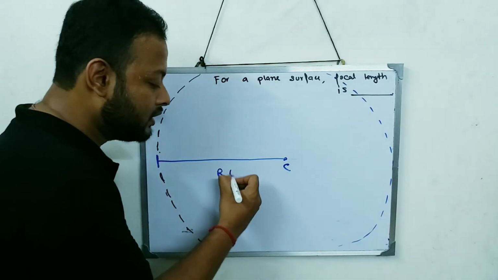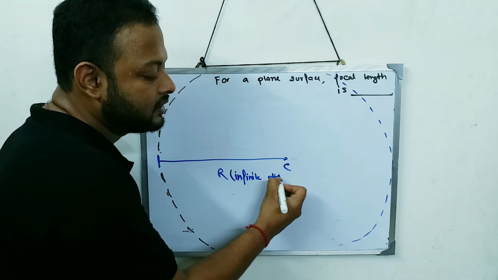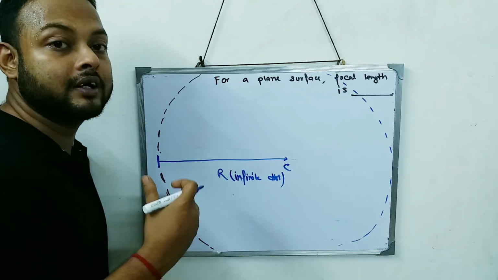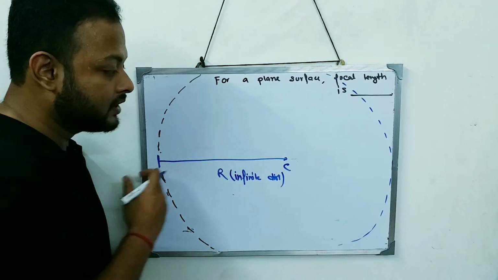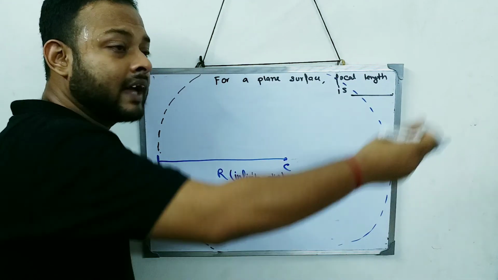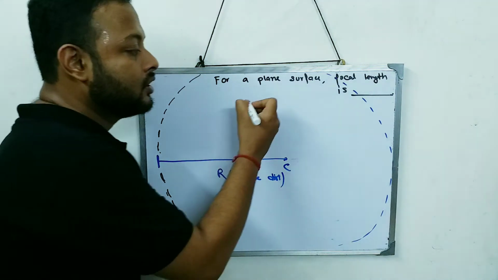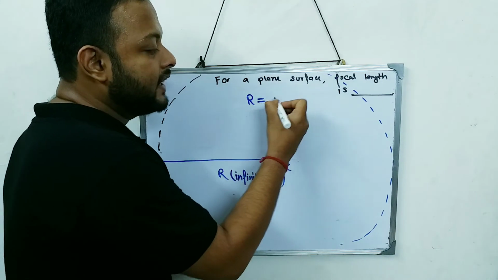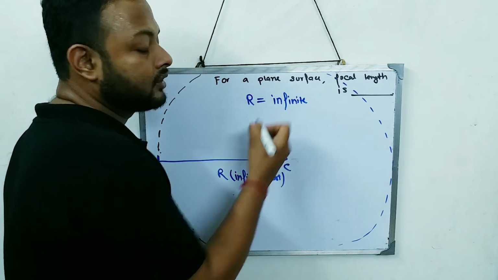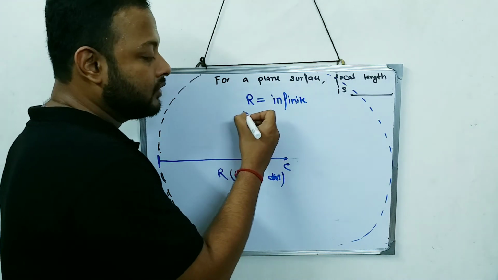Very big means what? Infinite distance. So this R over here I am showing is some finite distance, but in reality, if it is a plane surface, then the point C lies at a very, very far distance, and we take that as an infinite distance. So R, the radius of curvature, is infinite.